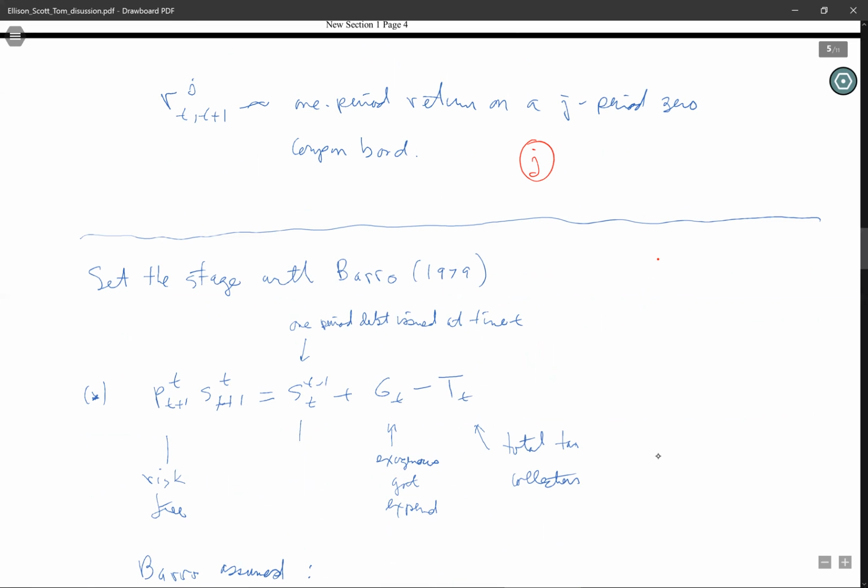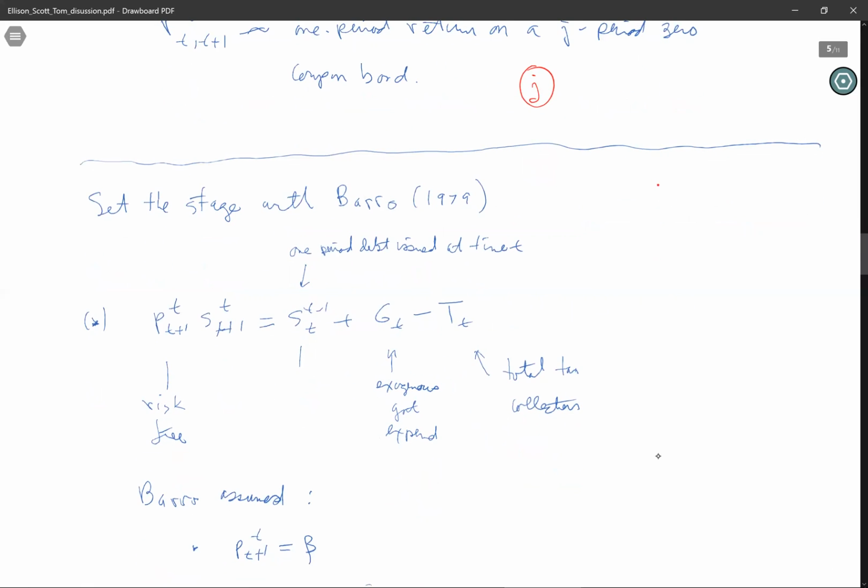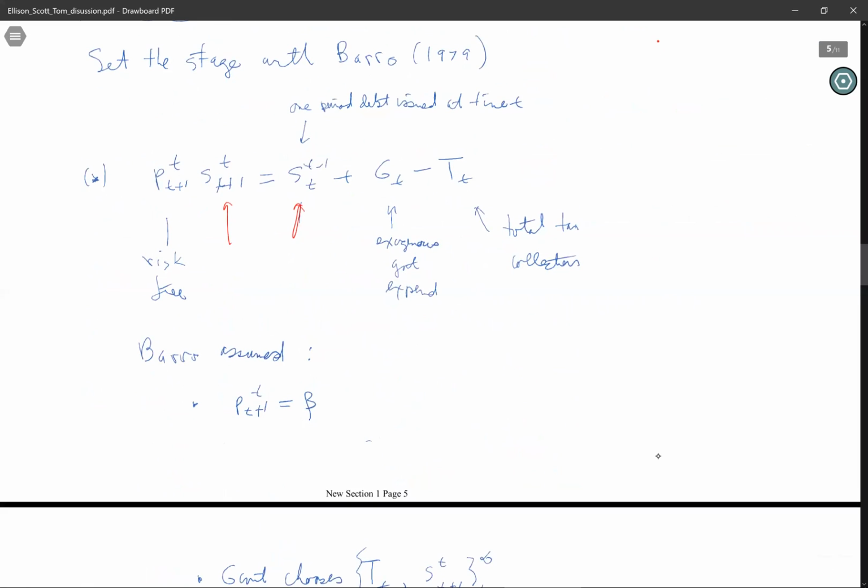So here it is. s_{t-1}^t is 1 period debt. Barro just worked with 1 period risk-free debt. So in our notation, g is government expenditures, t is total tax collections. This is the debt that's due, that's the debt that's going to be due next period. You issue it, and you get these risk-free Hicks prices multiplying what you promise. What Barro assumed, you'll recall, is this for all t.